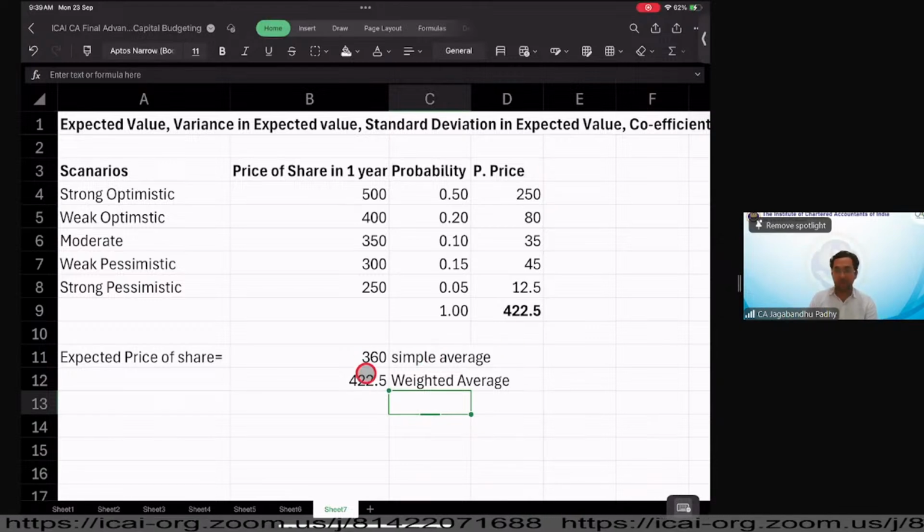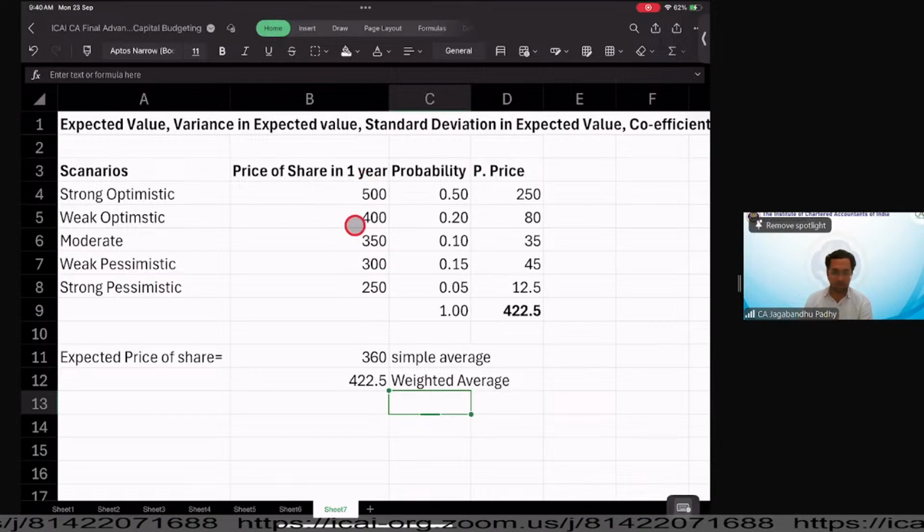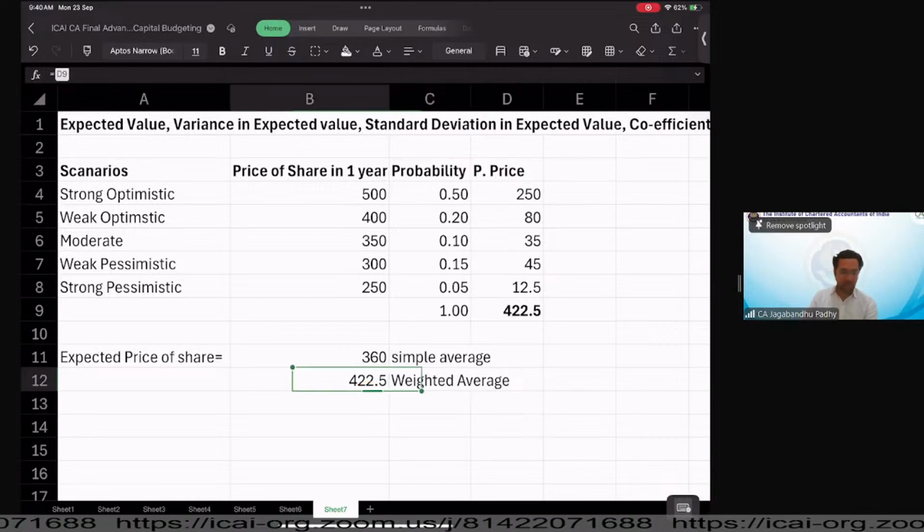Now, why is there a difference between both? Obviously, because in the first case, you assume that all cash flows have equal weightage. But in reality, the probability or the likelihood of the prices is skewed towards the optimistic, and therefore the weighted average price is also on a higher side. So this is your expected price.